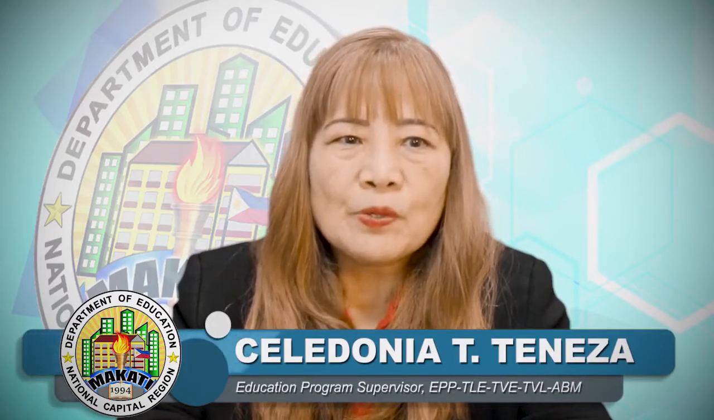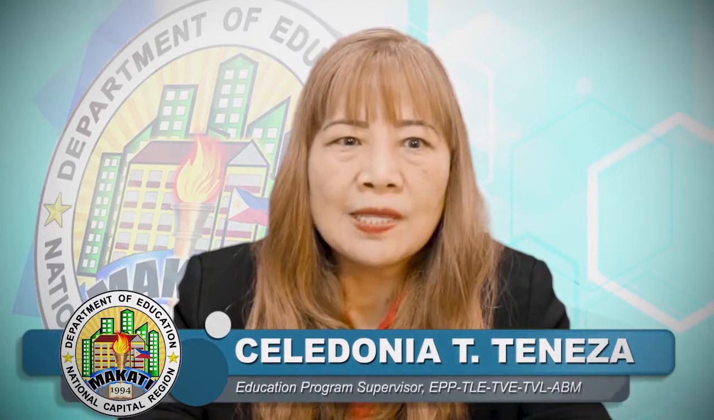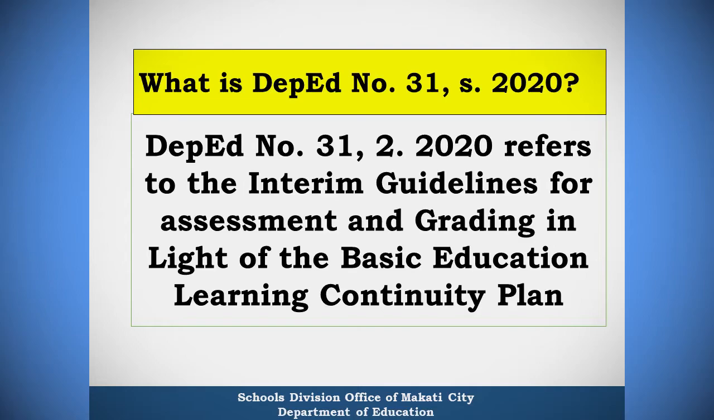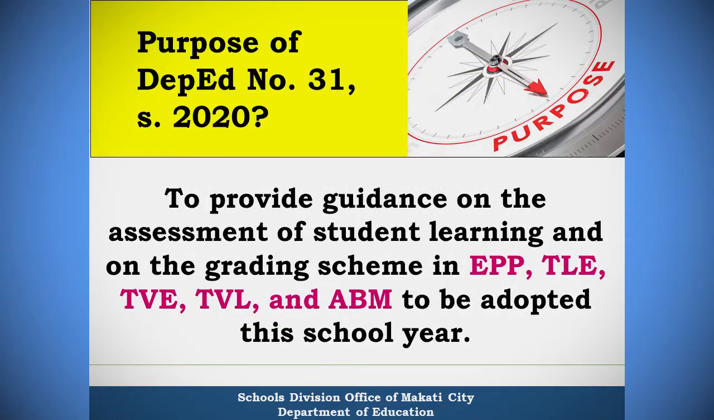Well, this PowerPoint presentation is about contextualizing DepEd Order Number 31 Series 2020 in EPP-TLE-TVE-TVL-ABM. DepEd Order Number 031 refers to the Interim Guidelines for Assessment and Grading in BELCP. Its purpose is to provide guidance on a student's learning and grading scheme for this pandemic school year only.